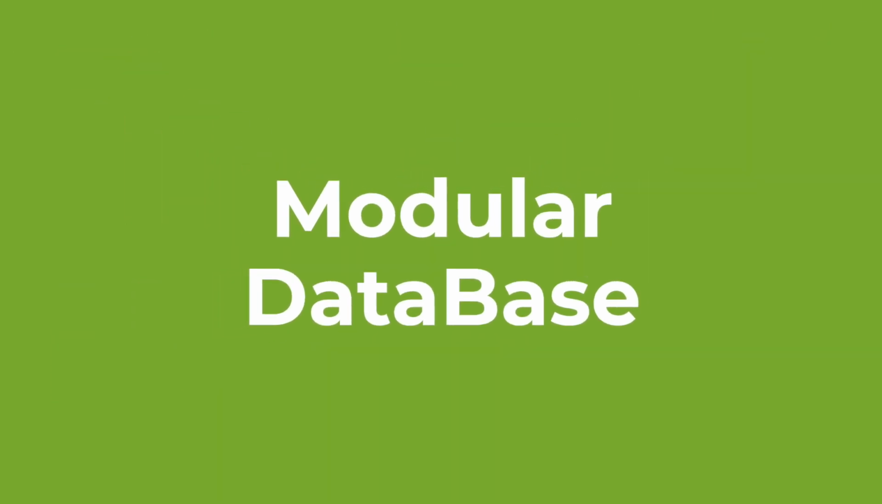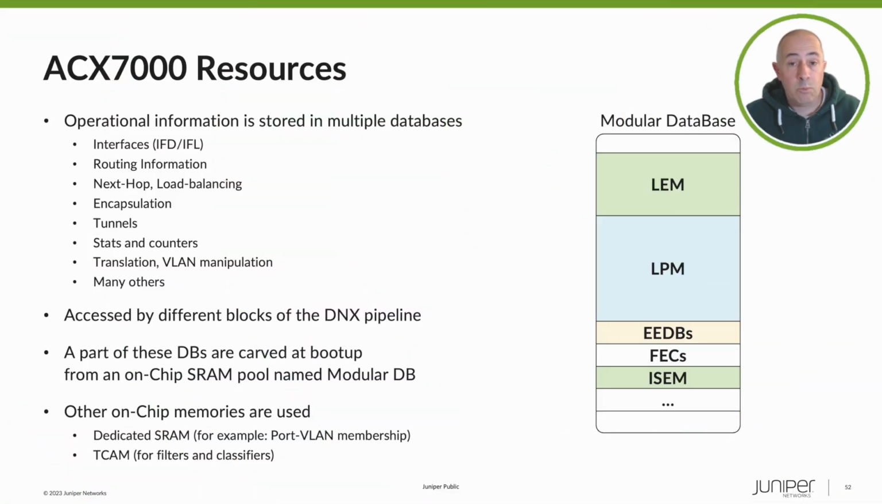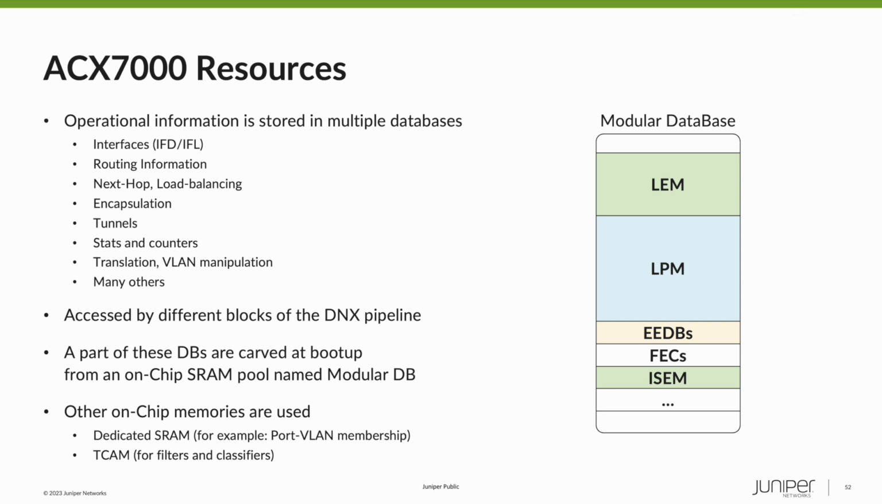Another very important dimension in your selection process for PFE is the memory size. And when we talk about memory, basically on DNX, we mean MDB, modular database. This MDB is carved at boot up into multiple memory blocks that will be used for everything that you need to store: interface, routing, next hop, encaps, translation, tunnel termination, VLAN manipulation. Everything you need to do is spread among these different memories. That includes your route v4, v6, and MPLS, MAC addresses.